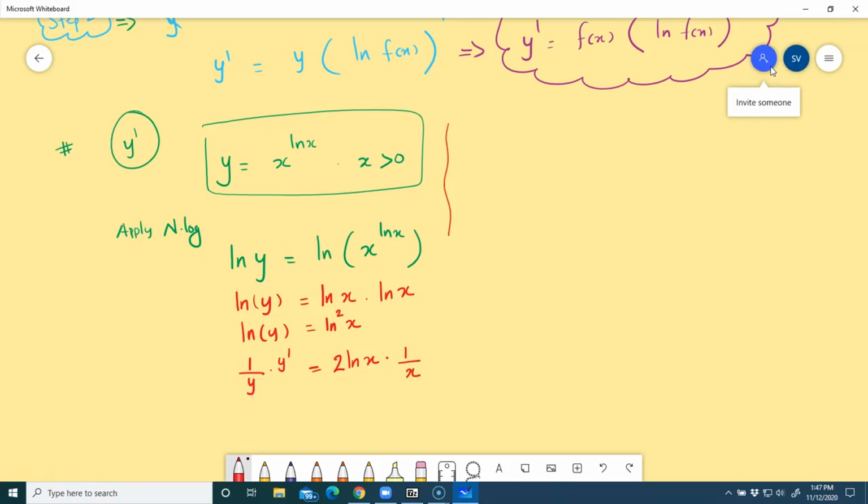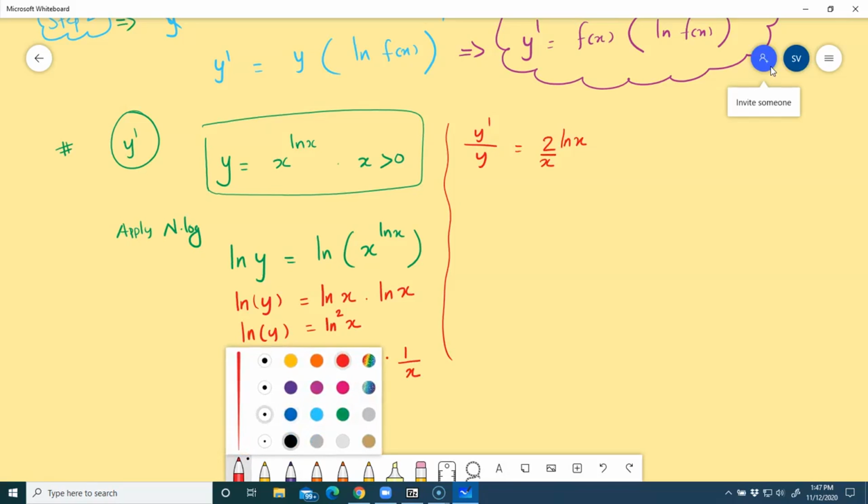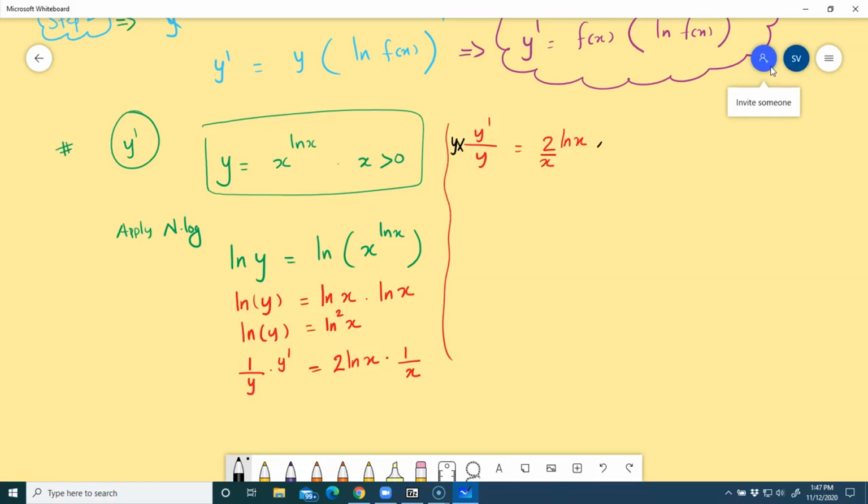So I can continue the problem here. This is y dash by y equal to 2 ln x by x, or 2 by x times ln x. That is in a good shape. We need y dash, so multiply y on both sides. So this is cancelled out. So y dash is equal to y by x times 2 ln x. If I am the teacher, I will accept this answer.